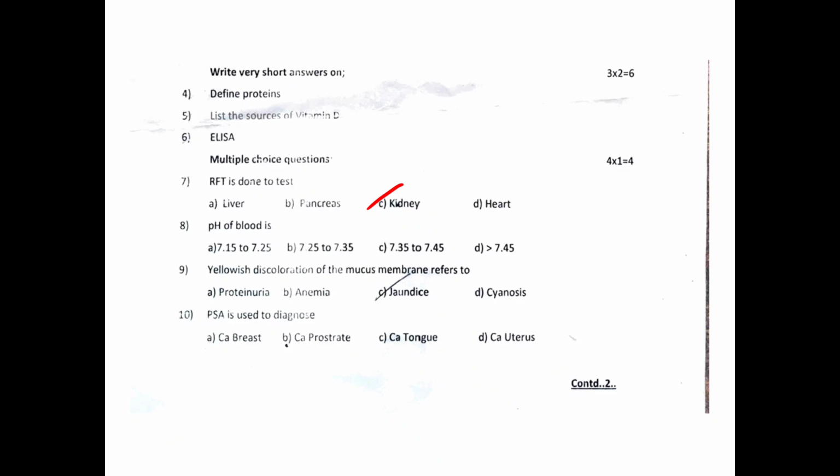Next, the pH of blood is 7.15 to 7.25, 7.25 to 7.35, 7.35 to 7.45, or more than 7.45. The answer is 7.35 to 7.45. Next, yellowish discoloration of the mucous membrane refers to icterus. It is due to proteinuria, anemia, jaundice or cyanosis. The answer is jaundice.